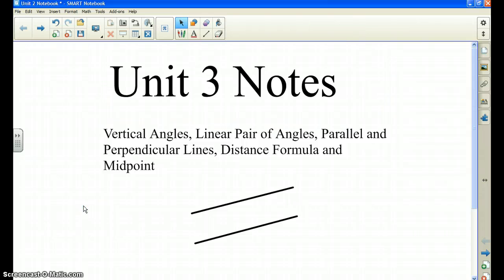We're going to quickly review vertical angles and linear pair of angles. In the next video, we'll talk a little bit about parallel and perpendicular lines and something called a transversal. And then we're going to continue with that, going into the algebra with parallel and perpendicular lines, kind of as a review from last year. And then finally, we'll finish it off with distance formula, midpoint, and then some special constructions.